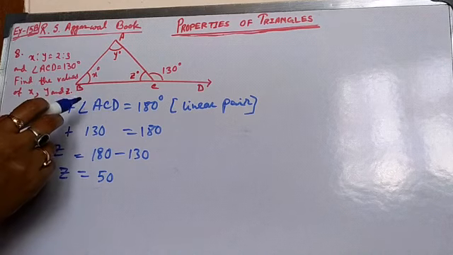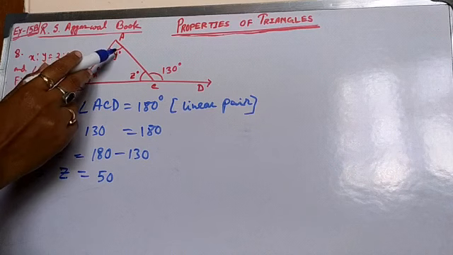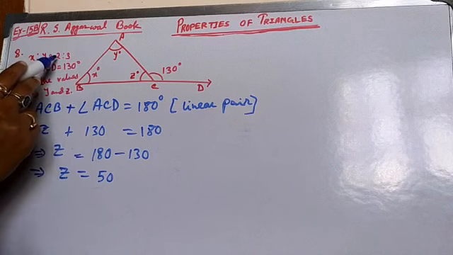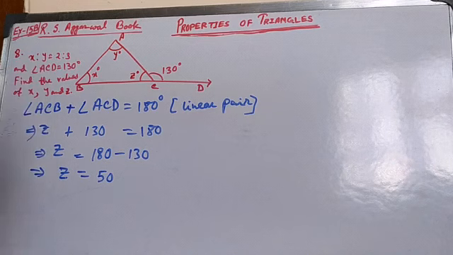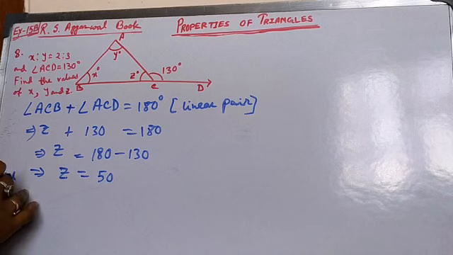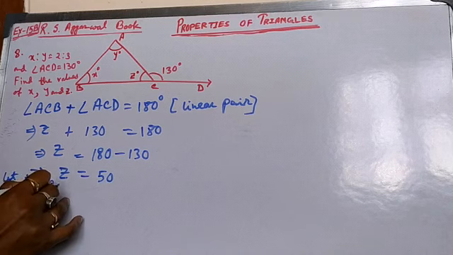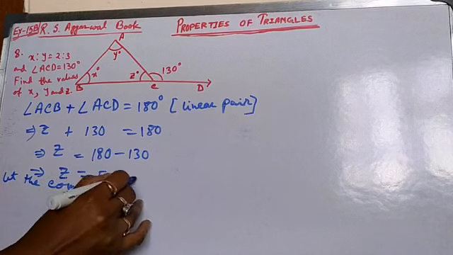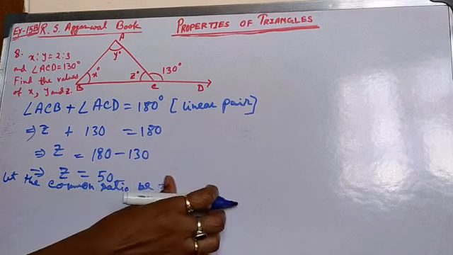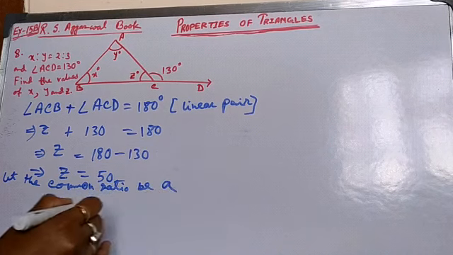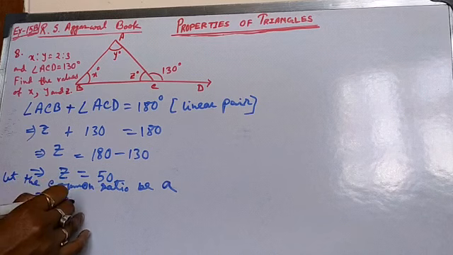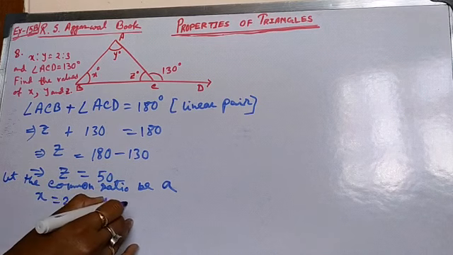Now then exterior interior property we can use here, because x and y values are not given, the ratio is given 2:3. That means common ratio we have to take here. Let the common ratio be a. So x equal to 2a, y equal to 3a.